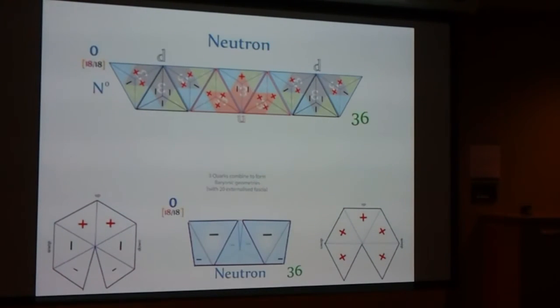So this is the geometry of a neutron. A neutron is made of 2 down quarks and an up quark, once again exactly like the standard model. It has no net charge because it has an equal number of positive and negative external fascia.